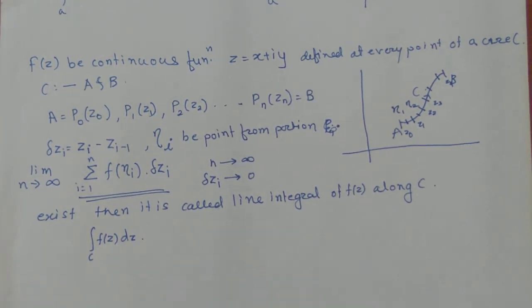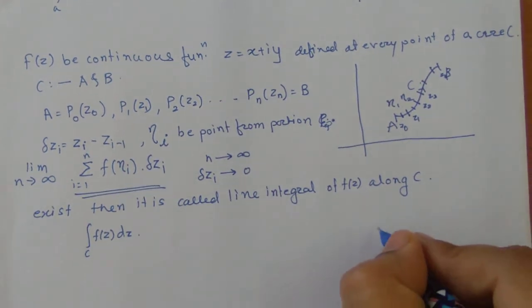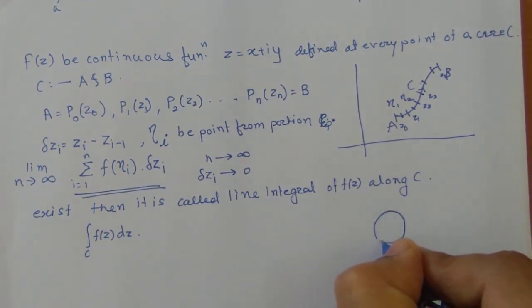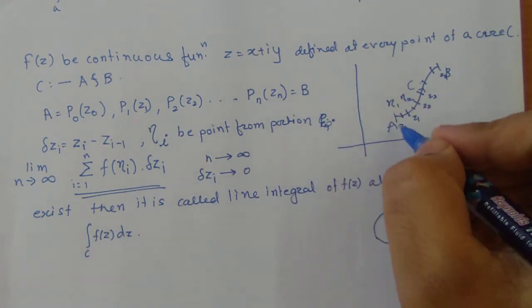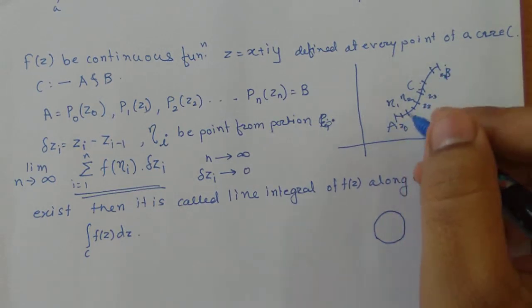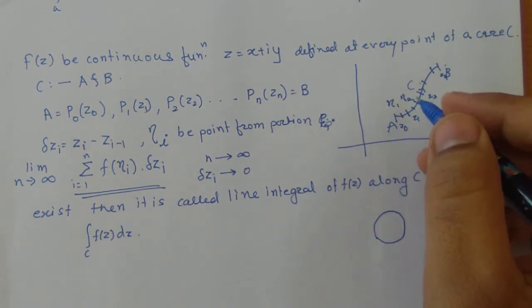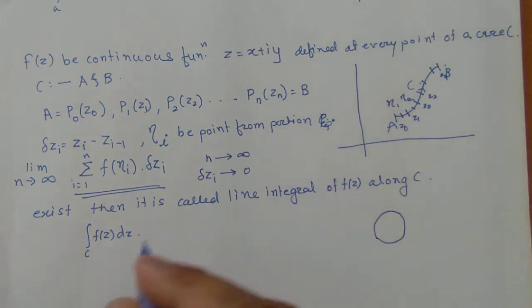Now here the curve is from the point A to B, but if we have a closed curve, then what? Suppose like a circle, our curve is a closed curve, then what to do? If C is a closed curve, then P0 and Pn, that means your initial and the ending point, coincide. Hence, the integral is called a contour integral.